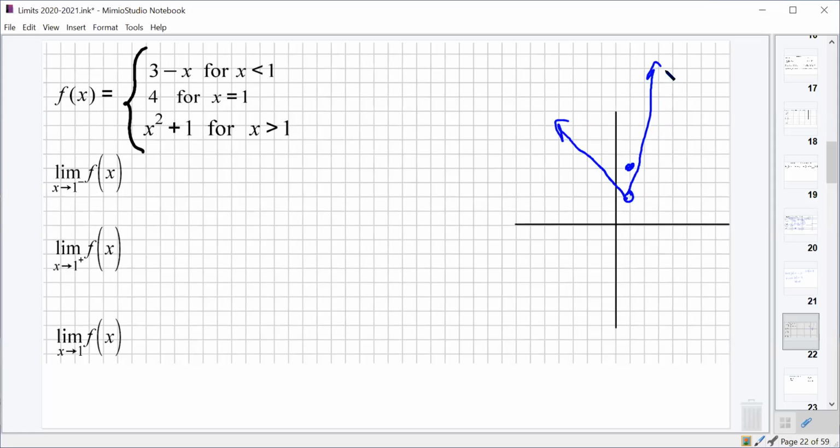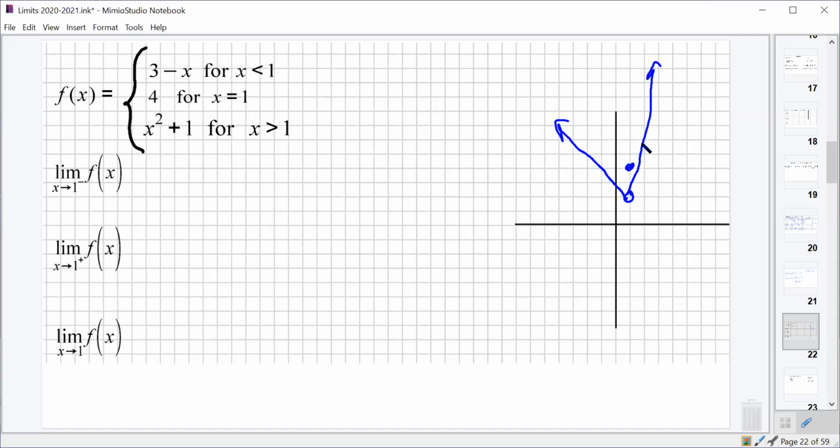3 minus x, which is just negative x plus 3, slope of negative 1 with a y-intercept of 3, until we get to 1. And then at 1, the value is 4. And then when we're greater than 1, we have this, supposed to be a parabola going up there. It doesn't quite look like the right-hand side of a parabola because drawing on my laptop screen is not easy. So we're going to do this algebraically and we're going to do it graphically. It should be pretty easy.